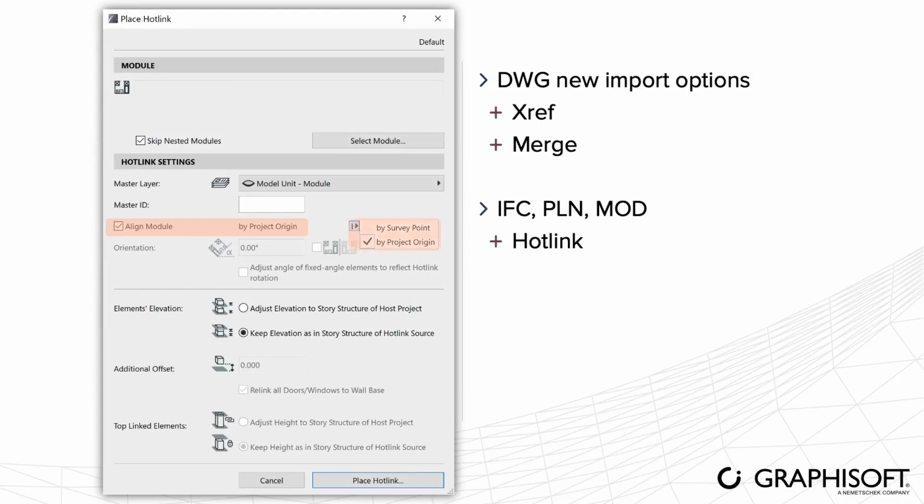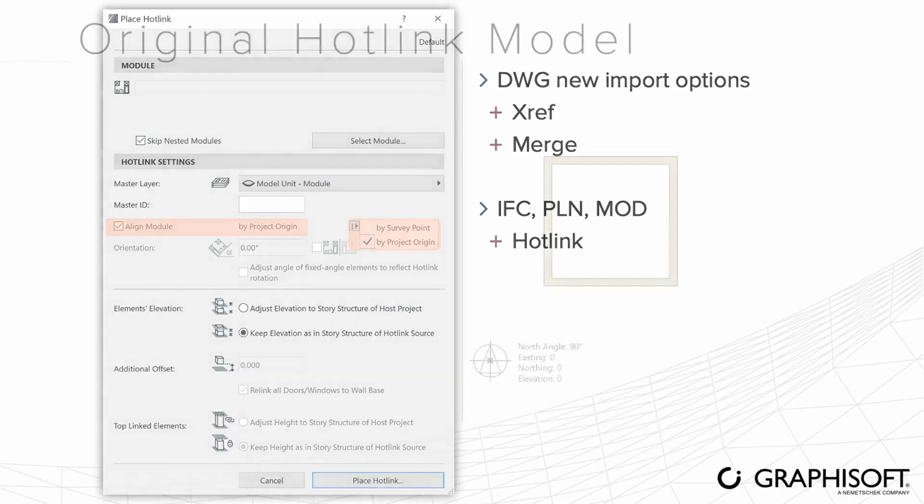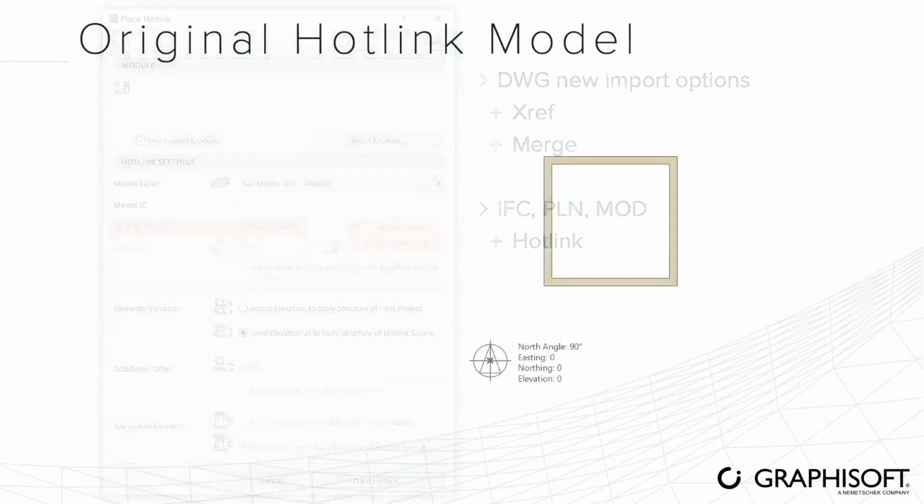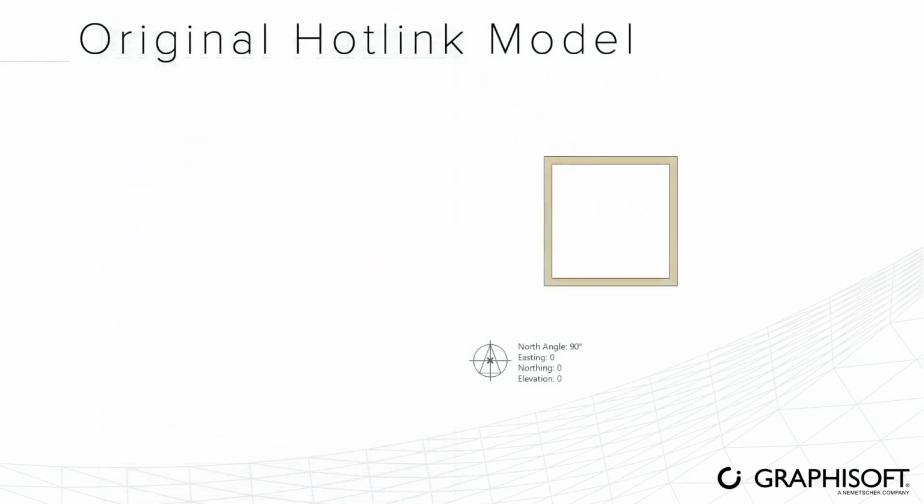In the Place Hot Link dialog, we can choose if we would like to align the hot link module with either the project origin or the survey point. If we take a look at this example, we will see that the hot link module's origin and survey point are at the same location, and the building is located to the upper right. In the host file, we've changed the position of the survey point.